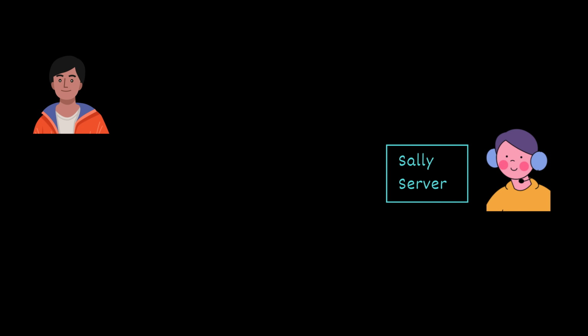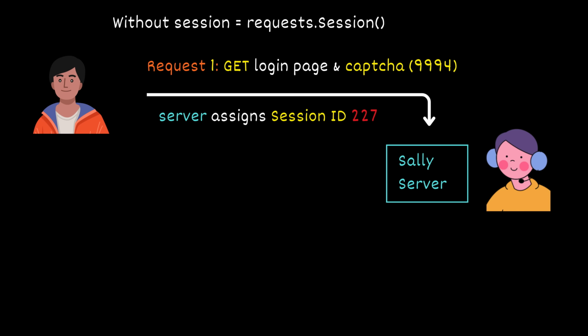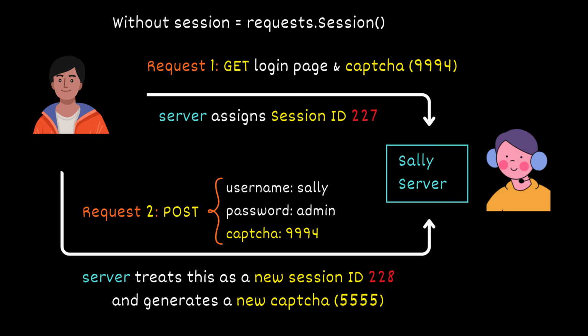Why is this critical for CAPTCHA attacks? Well, without a session, every request Kim sends would look like it's coming from a brand new user. For example, when Kim sends a GET request to the login page, the server might assign him session ID 227 and generate a CAPTCHA image tied to that session. If Kim then submits a POST request with a username, password, and the solved CAPTCHA, and does not use a persistent session, the server sees it as a completely new session. A new session is created, maybe session ID 228, and the CAPTCHA value stored in session 227 is no longer valid. That would break everything.